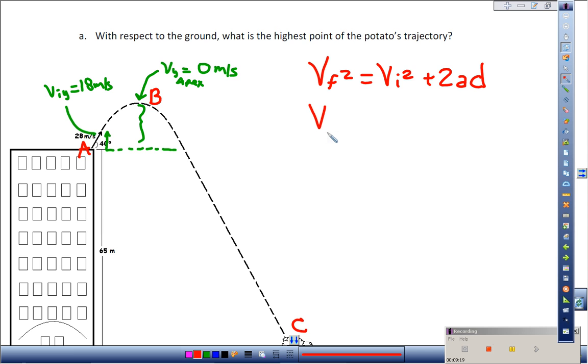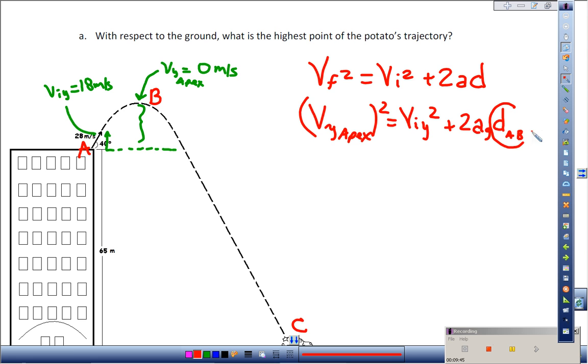So instead of final velocity, I'm going to say velocity in the y direction at the apex squared is equal to the initial velocity in the y direction squared plus 2 times the acceleration in the y direction times the displacement above the roof. So maybe I'll say from A to B.